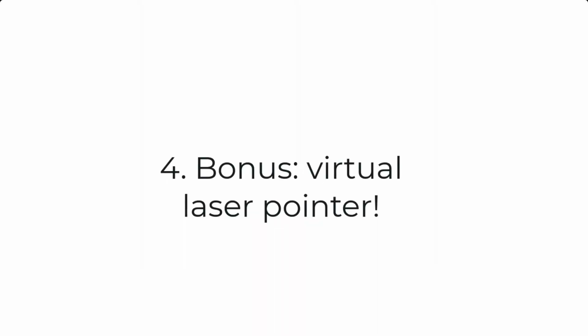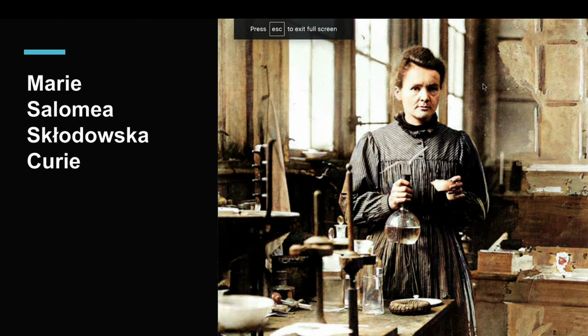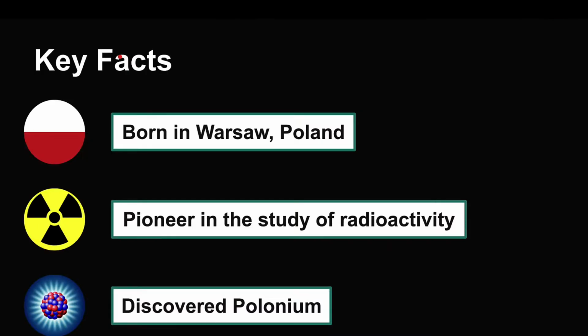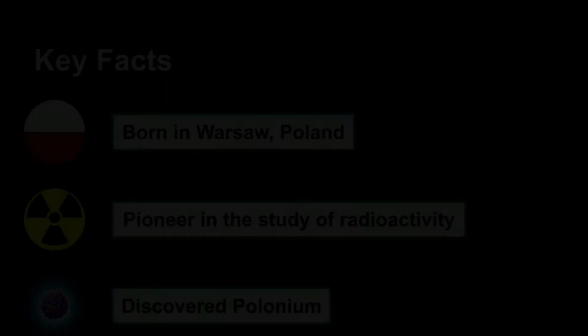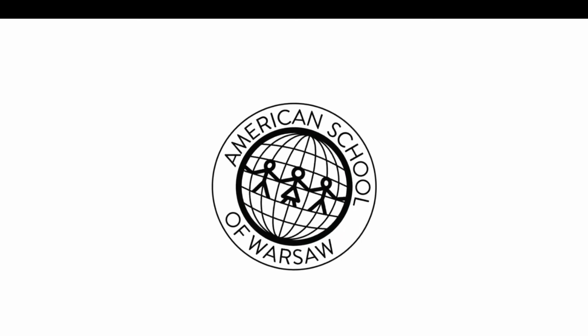Finally, one last bonus tip for when you're ready to present your slideshow. When you enter slideshow mode in Google Slides, there's a really cool feature that I just found out about. If you press the letter L on your keyboard, it'll change your cursor into a virtual laser pointer. So if you want to highlight key information for your students, all you have to do is hover over and circle or underline things you want them to pay extra attention to. And that's it. I hope these tips help you make the most out of Google Slides.